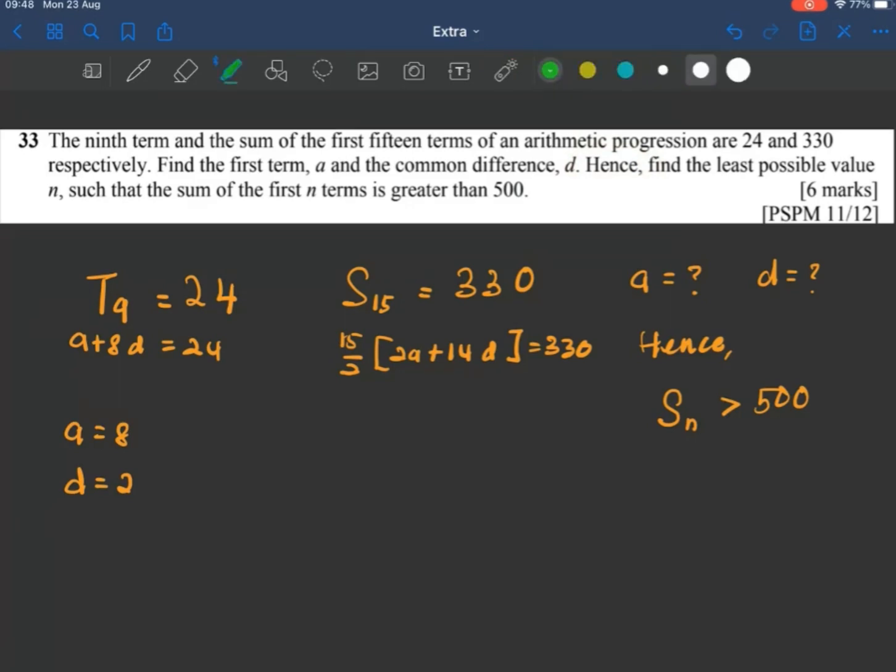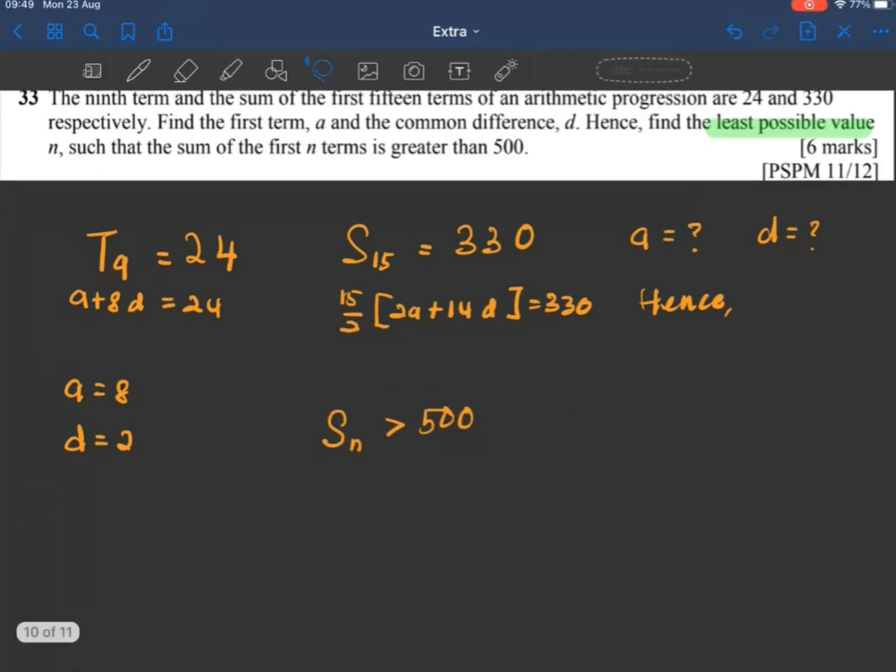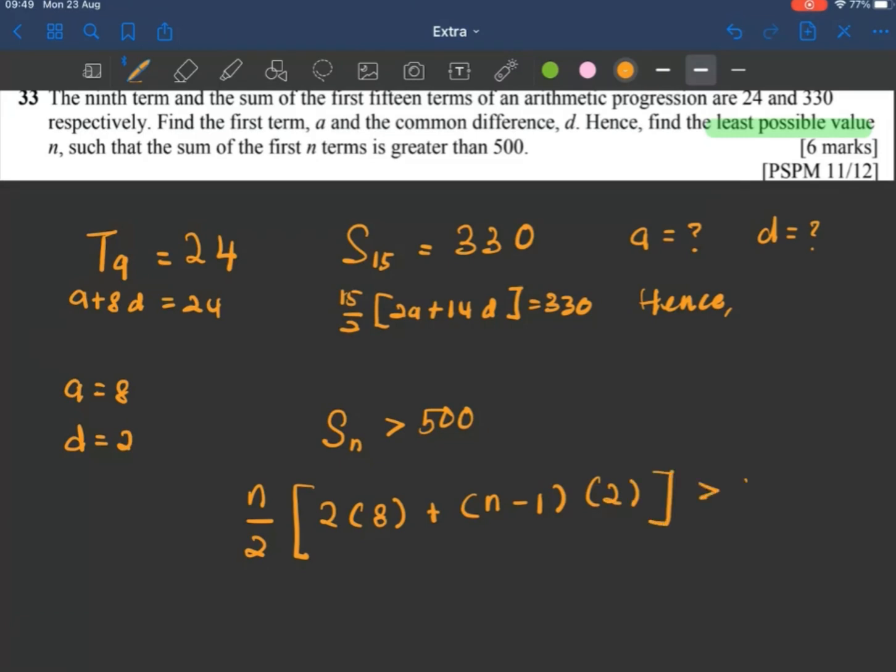The key word here is the least possible value of n such that sum of the first n terms is greater than 500. Whenever the question said find the least possible ataupun dia ada sebut greater or less, there must be inequality in that question. So we know that we have Sn greater than 500. Sn is the formula secara general n over 2. N kita tak ada, kita nak cari n sekarang ni. So we have n over 2 (2a, which is our a is 8, plus (n minus 1) times d, d is 2) greater than 500. Okay, tolong susunkan, which is we are going to end up with quadratic inequalities.